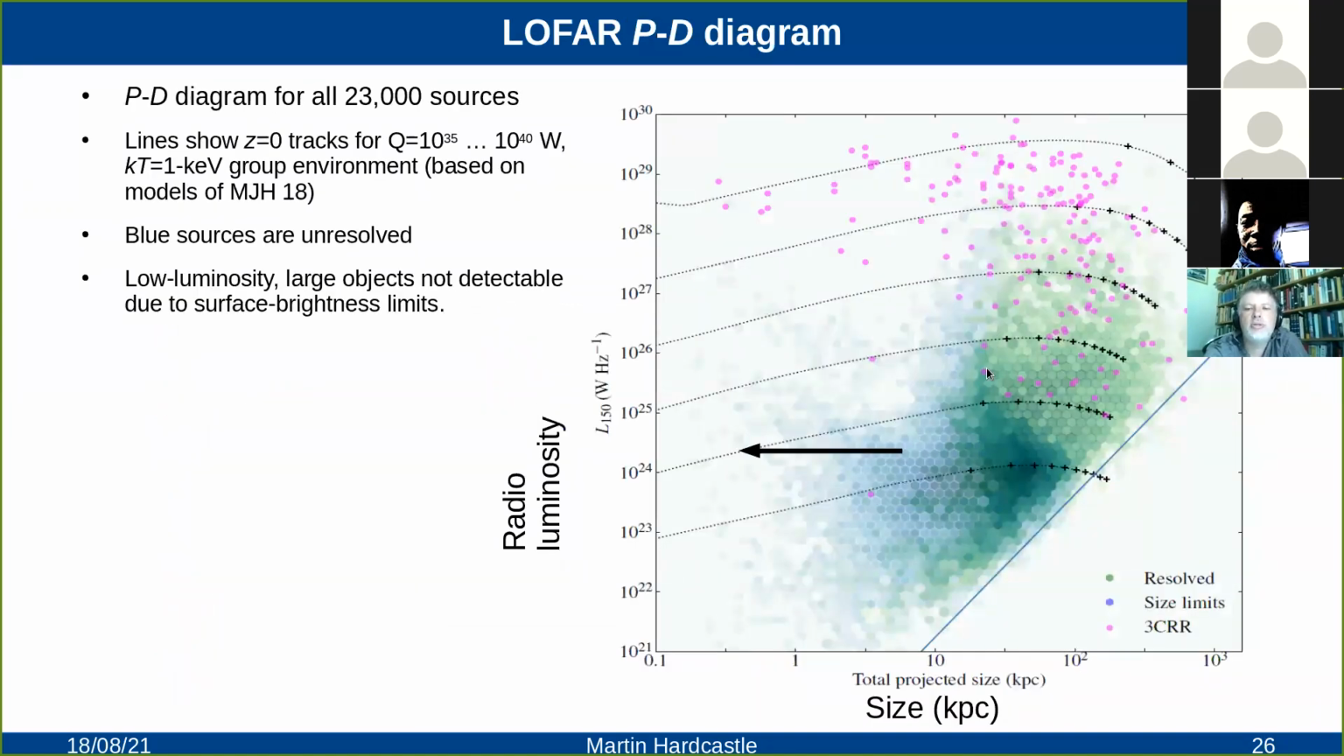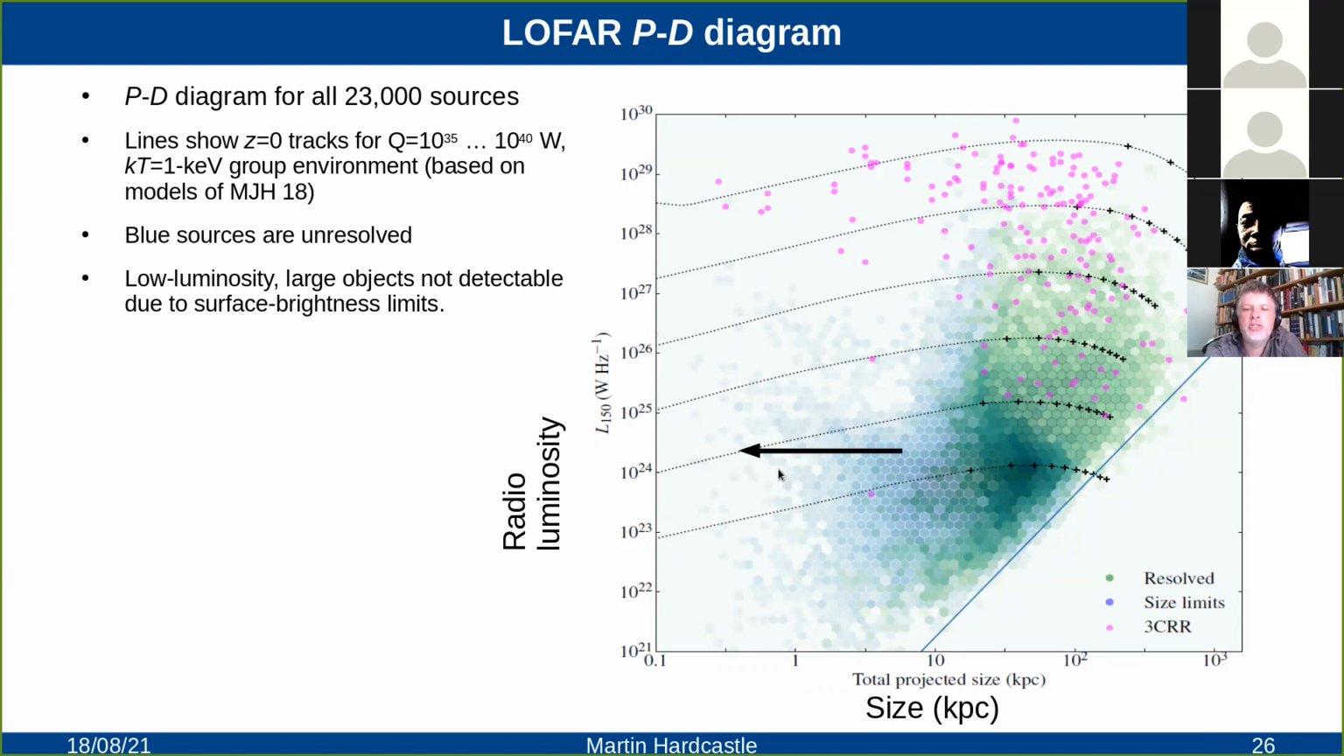You can plot those objects on one of those power linear size diagrams. So here's yet another version of this diagram. So again, size on the bottom, in kiloparsecs, 1 kiloparsec to 1 megaparsec, and radio luminosity up here. This is all 23,000 sources plotted on a density plot. On top of them, these pink dots are the 3C objects for comparison. So, a famous bright sample of northern radio galaxies.